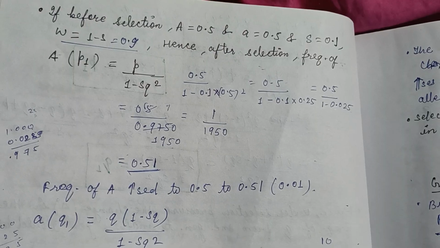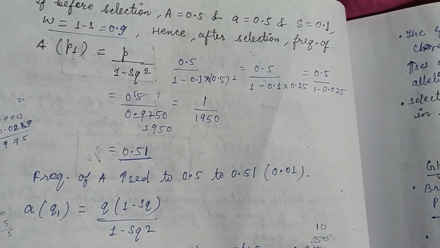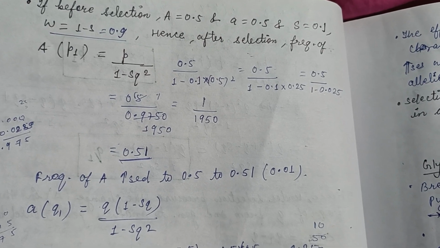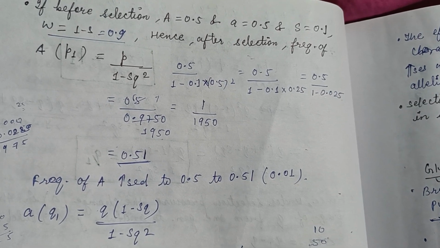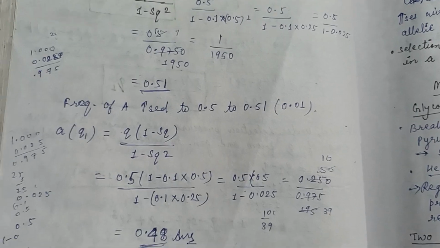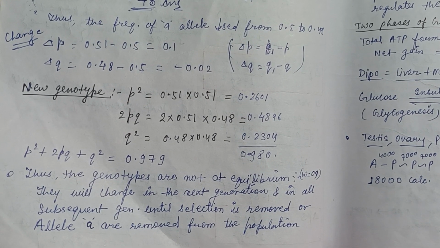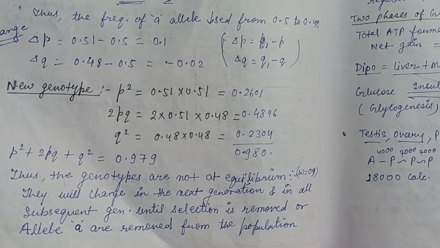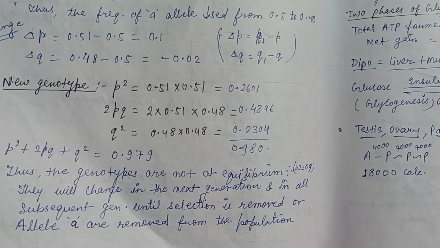Here is another example: before selection capital A has 0.5 and small a has 0.5, and the selection coefficient is given as 0.1. So what is the Darwinian fitness? Darwinian fitness is equal to 1 minus selection coefficient, and we can easily find it by putting in all the formulas. Thus, the genotypes are not at equilibrium. They will change in the next generation and in all subsequent generations until selection is removed or allele small a is removed from the population.